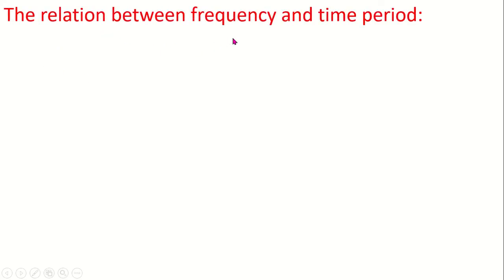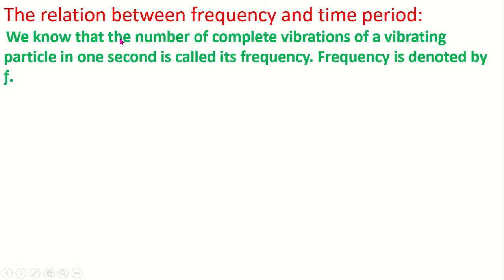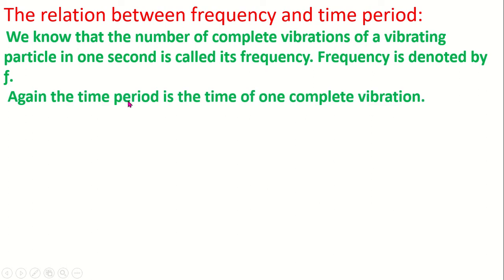The relation between frequency and time period. So at first you have to know what is frequency and time period. I know you have already well known about it. So frequency. We know that the number of complete vibrations of a vibrating particle in 1 second is called its frequency. Frequency is denoted by f. Again, the time period is the time of one complete vibration.